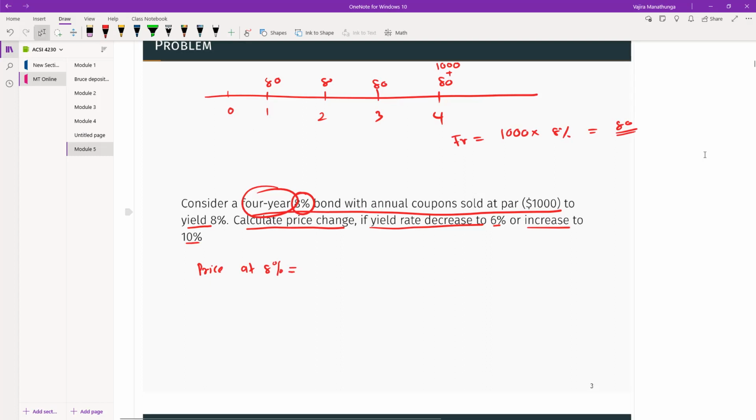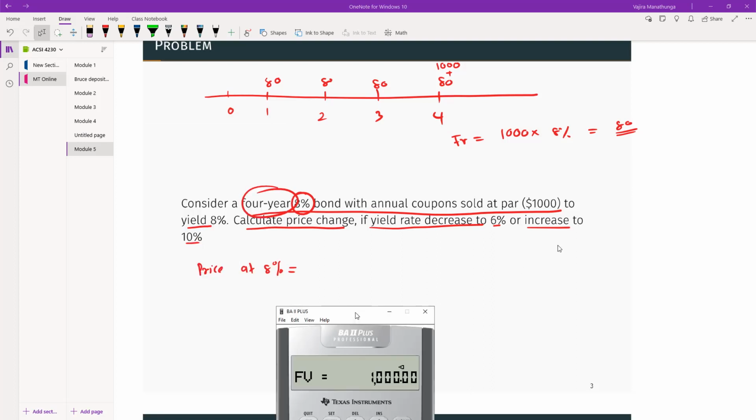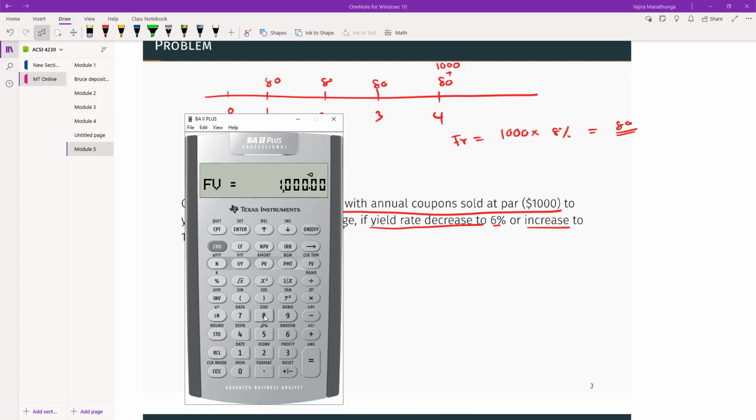So using the BA II Plus calculator, let me use the calculator. We can enter the payment is $80 and the maturity value is 1,000. The rate is 8%, and N is 4, and then compute present value: 1,000.